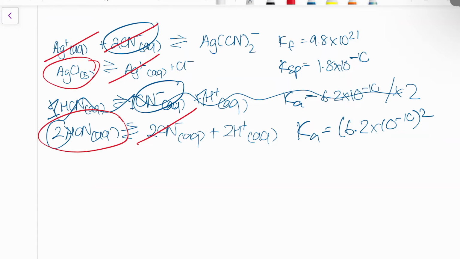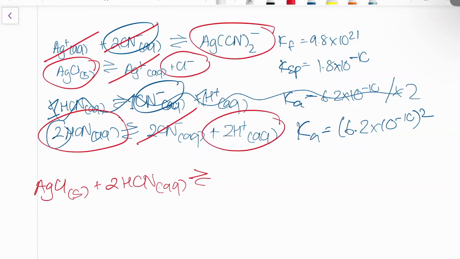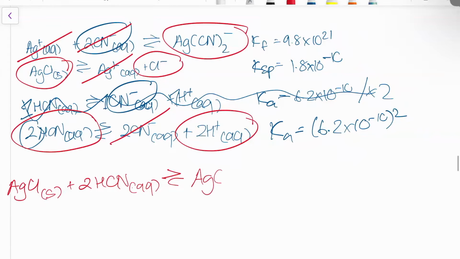Okay, so take it one step at a time. So AgCl (s) plus 2HCN (aq) turns into, what do I have on the right-hand side? These, and these. Okay, so Ag(CN)2 minus plus Cl minus (aq) plus 2H plus (aq). I've added my equations together, which means my equilibrium constants get multiplied.